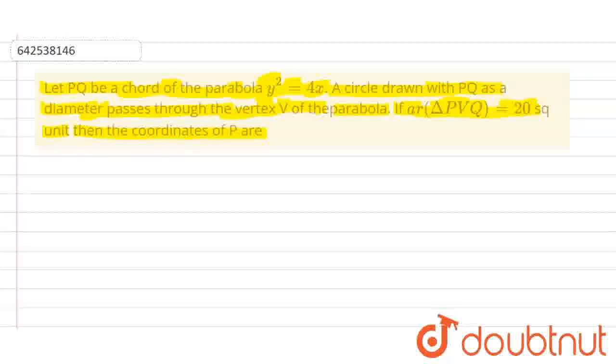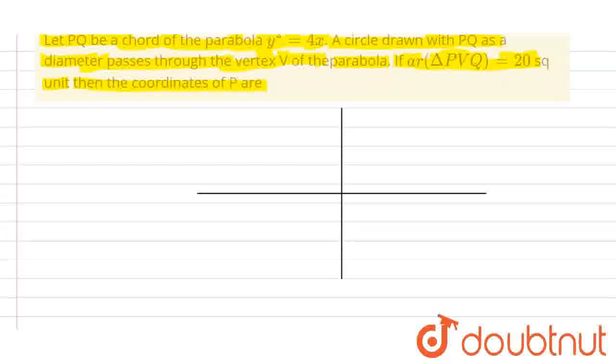So this is our axis. Now first we'll draw the parabola, that is y square is equals to 4x. This is the parabola opening to the right side. So suppose this is my parabola, y square is equals to 4x.